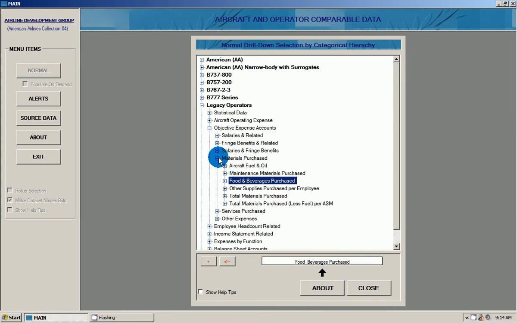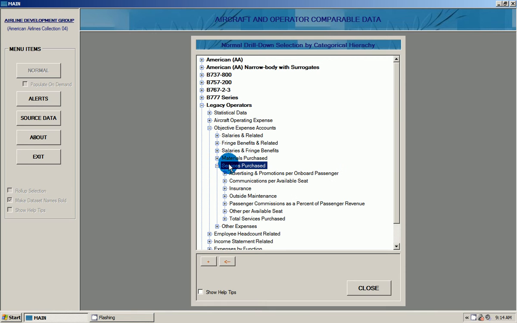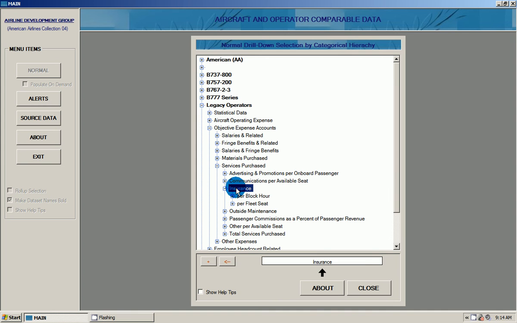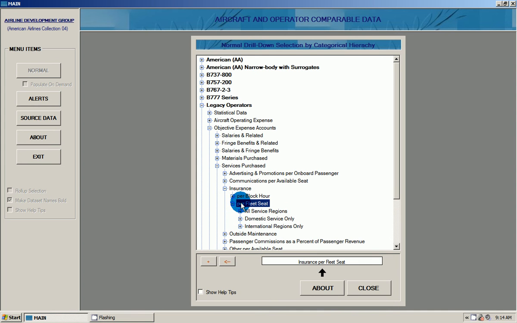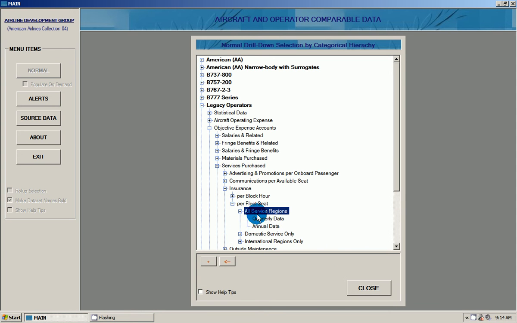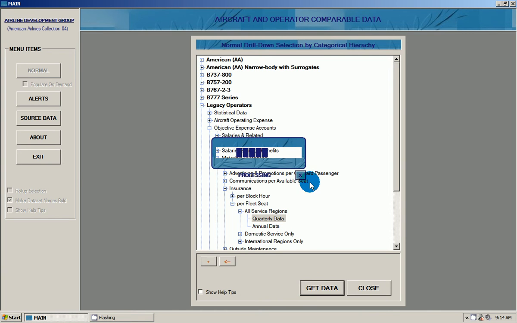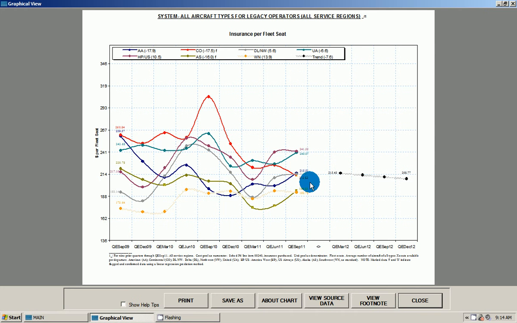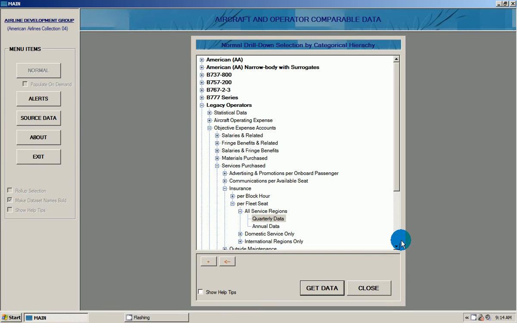that it spends on. We can also look at services purchased. Let's go to insurance, and insurance per fleet seat. Insurance includes all property and liability, including third-party liability insurance. And here's American Airlines per fleet seat at about $213, and that's mid-range. Looks pretty good.